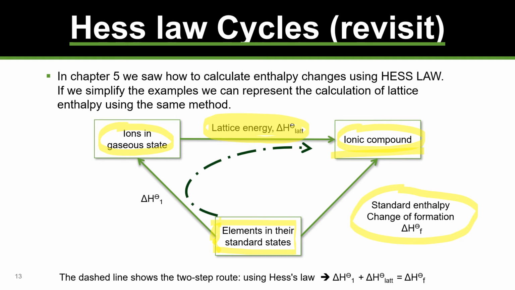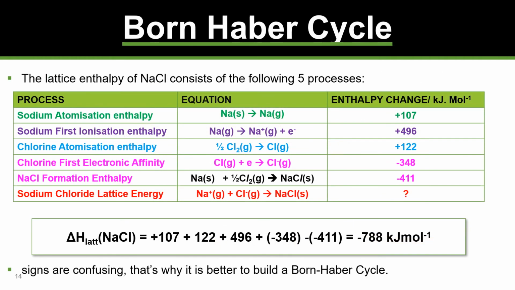But now we are going to analyze the different steps that we have represented into this delta H1. And knowing those steps, we can calculate the lattice energy or the standard enthalpy change of formation, or any of the enthalpy changes that occur when the elements are passed into the gas state. Calculating a Born-Haber cycle is not as simple as a Hess cycle because it requires more steps.